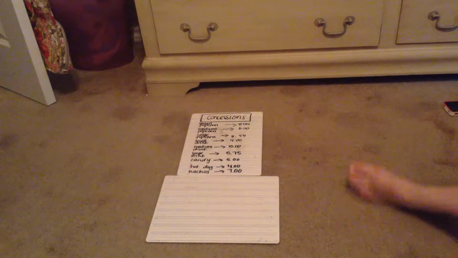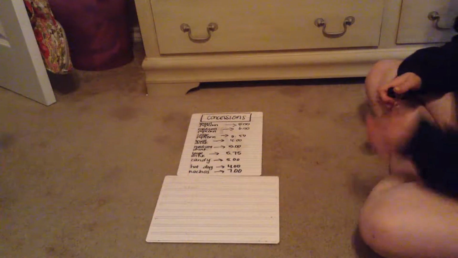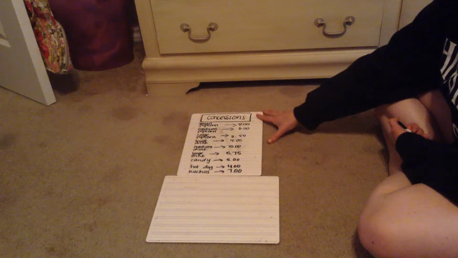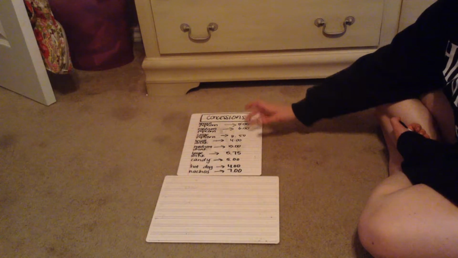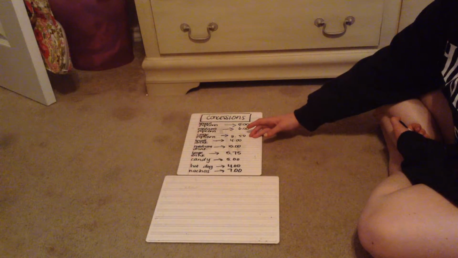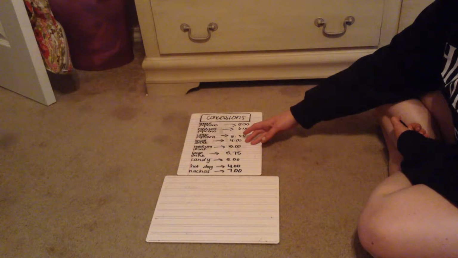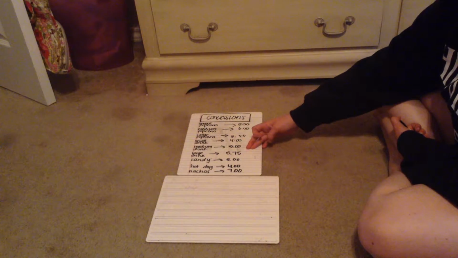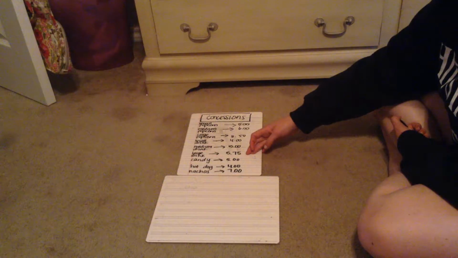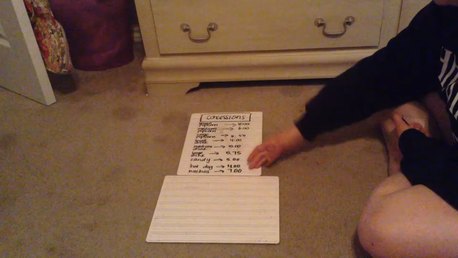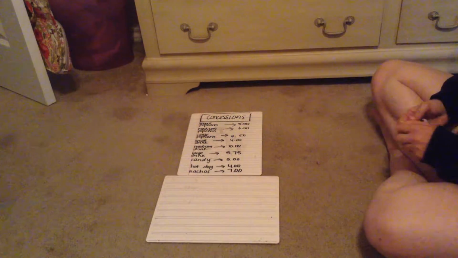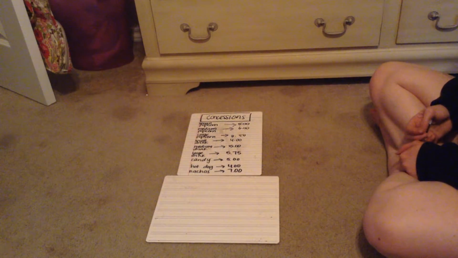So, we're going to go ahead and start with looking at the prices. For concessions, let's go ahead and review this together. We have a small popcorn for $5, a medium popcorn for $6, a large popcorn for $6.50, a small drink for $4, a medium drink for $5, a large drink for $5.75, candy is $5, a hot dog is $4, and nachos is $7. So, we're going to go ahead and start with the box and whisker plot.